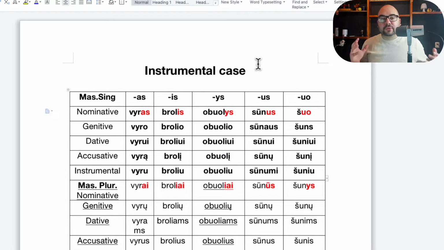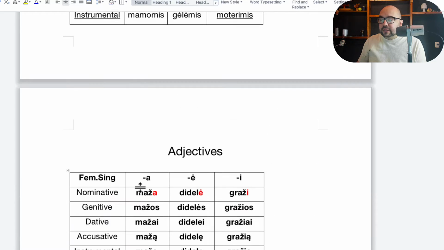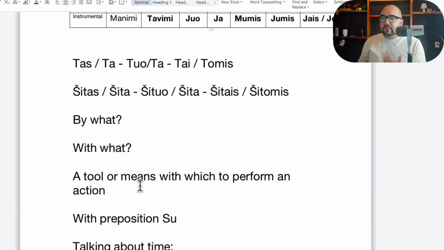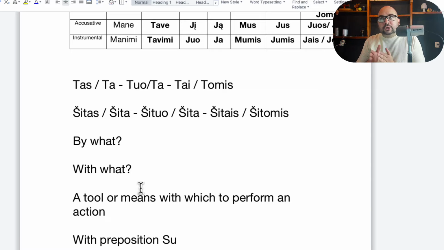So hello guys and welcome to the next grammar lesson, and today we're going to talk about instrumental case. And I think this particular case is actually one of the easier ones, because the situations where we have to use it are a bit easier than the other ones. And it's all in the name, instrumental, right? You use something as an instrument.